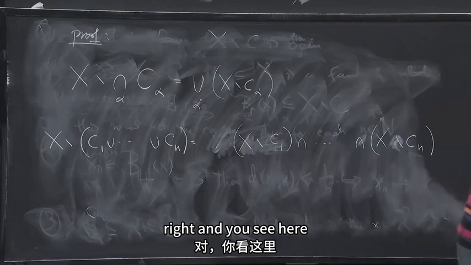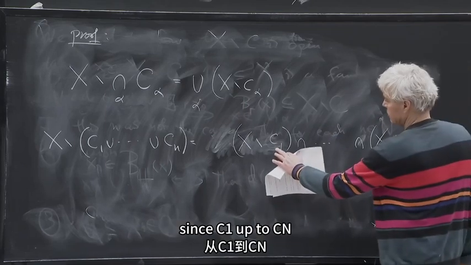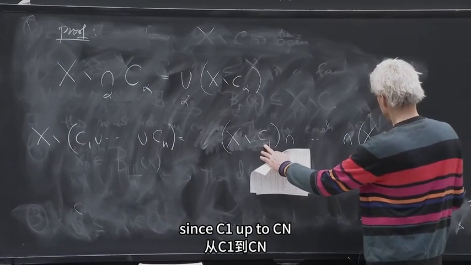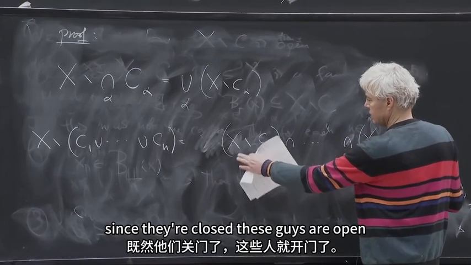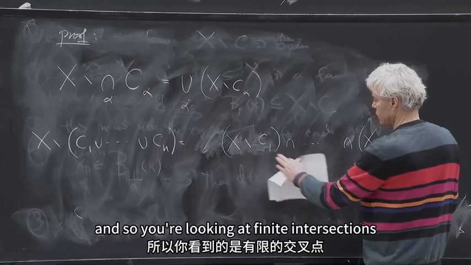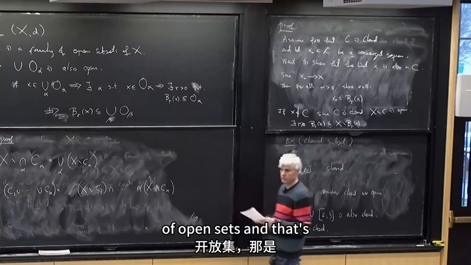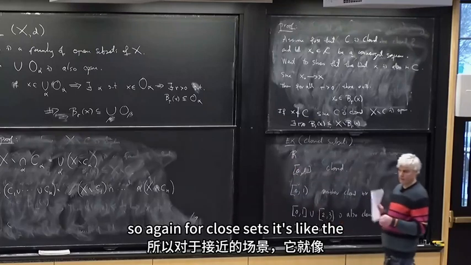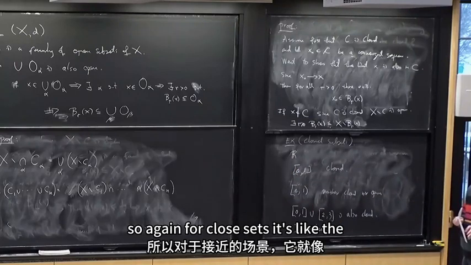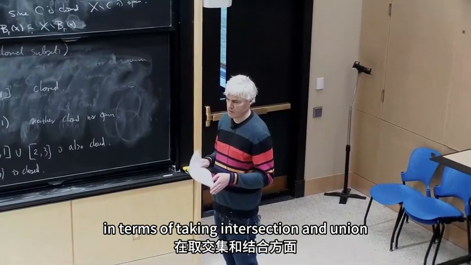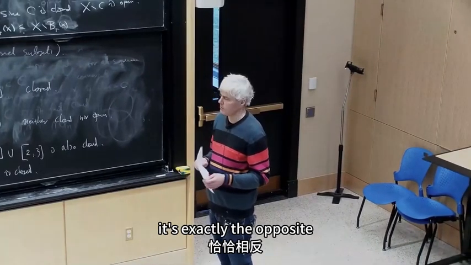Right, and you see here, since C1 up to Cn are closed, these complements are open, and so you're looking at finite intersections of open sets, and that's open, right? So again, for closed sets, in terms of taking intersection and union, it's exactly the opposite.